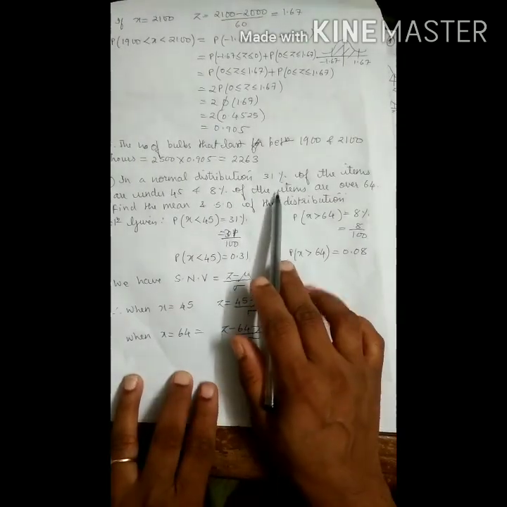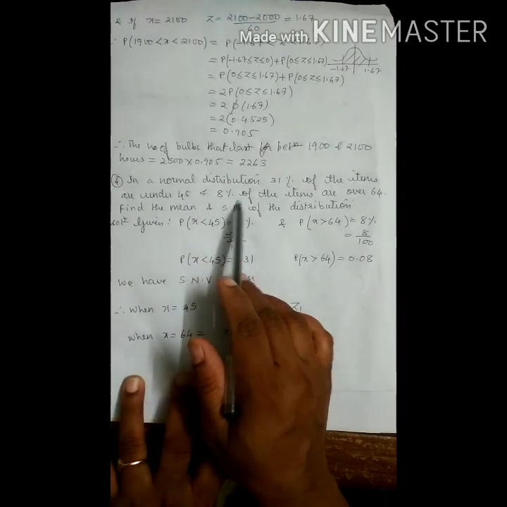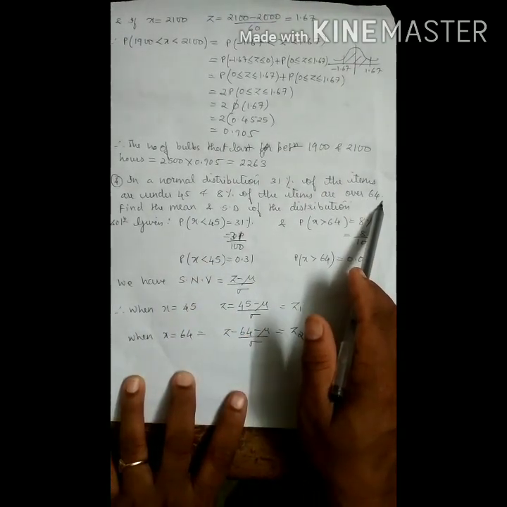In a normal distribution, 31% of the items are under 45 and 8% of the items are over 64.